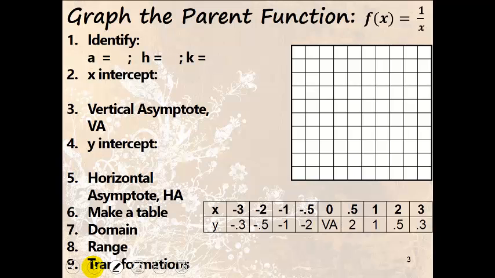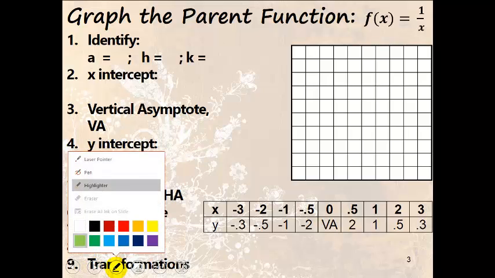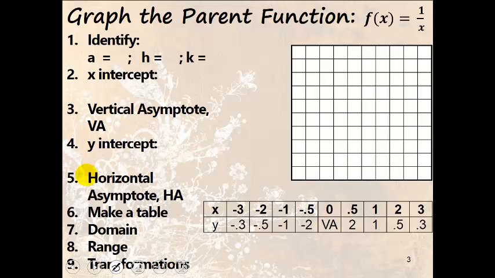All right. So let's give a couple of these graphs a whirl. The first one I'm going to do is the parent function, or the parent curve. It's f of x equals 1 over x. So let's start going through the key ideas and identify a, h, and k. A is equal to 1. That's the numerator. H is what's being added or subtracted in the denominator from x, and it's 0. And k is what's being added or subtracted at the end, not in the denominator, and that's 0.